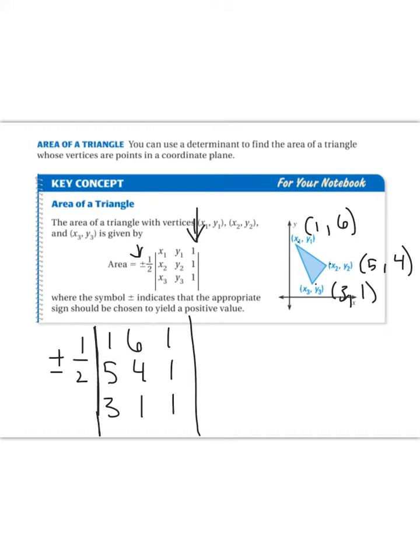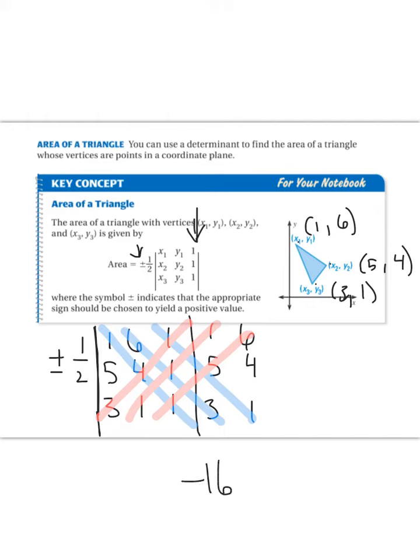So now I'm ready to find the determinant, and we're going to do that the same way we did our other determinants. So repeat the first 2 columns to the right of the determinant, and now we do our diagonals. And I went ahead and figured it out. After we do our diagonals, we get -16.